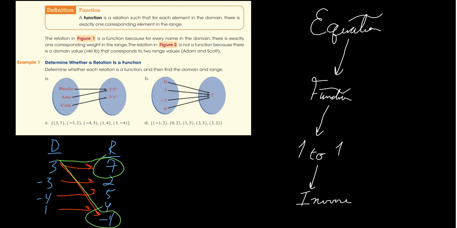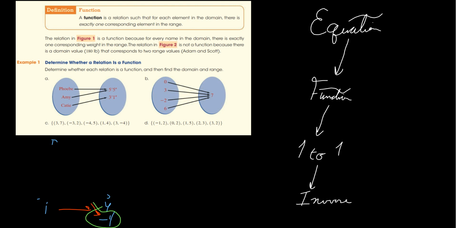Okay, since that 3 is going to 2 separate values, I can tell you that C is not a function, because the definition up here reads that for each element in the domain, there is exactly one corresponding element in the range. It only goes to one element in the range, but as we see, the +3 goes to 2 separate values, so C does not express a function.